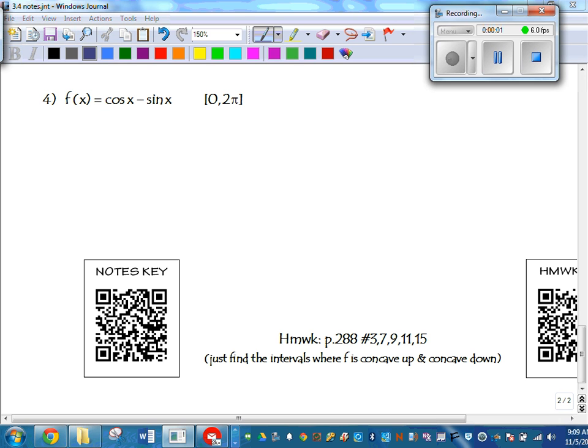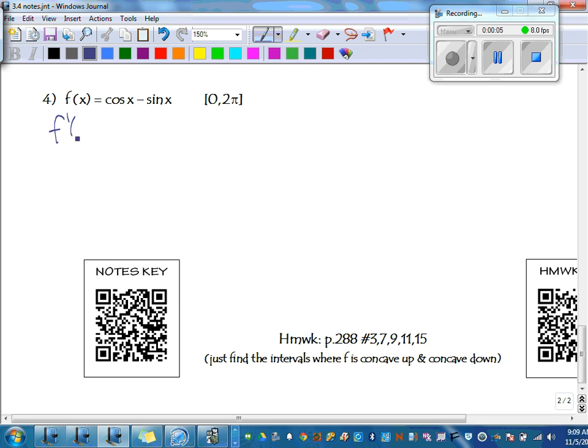All right, number 4, we've got a little trig. We want to figure out the second derivative. So first we need to figure out the first derivative. Derivative of cosine is negative sine. Derivative of sine is cosine. So we get negative sine of x minus cosine of x.